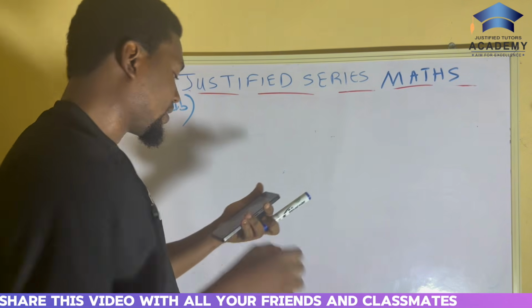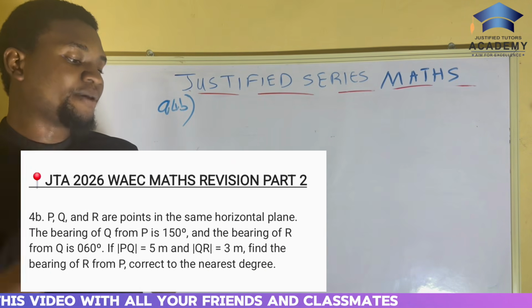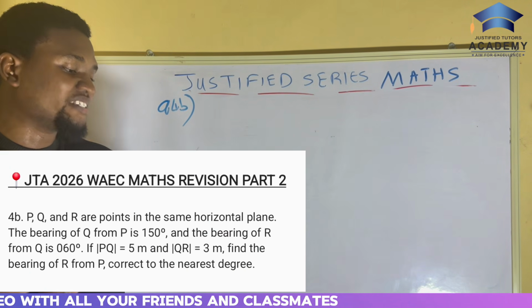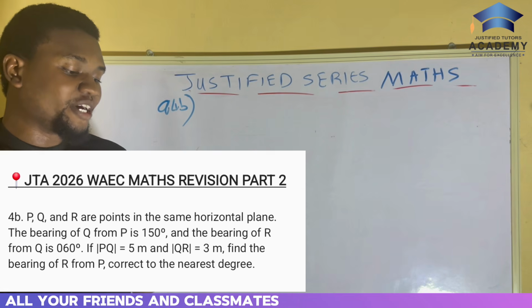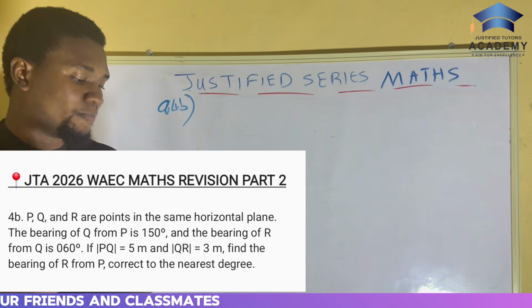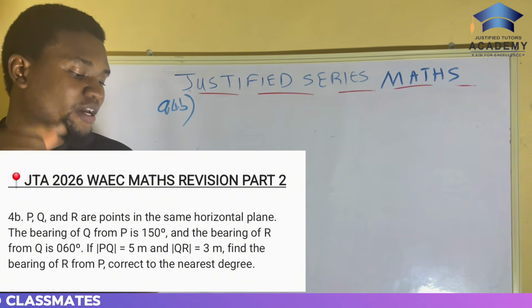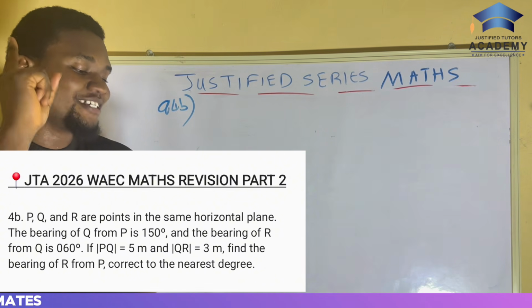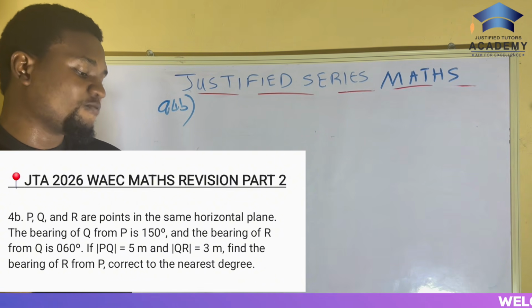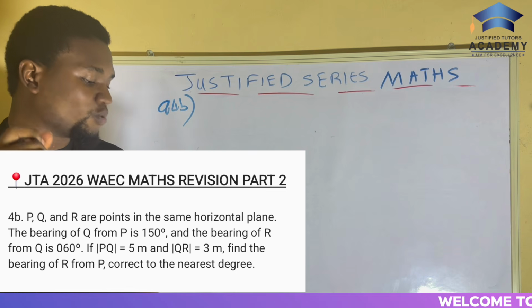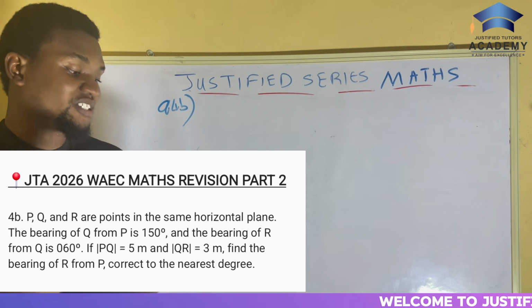Question 4B. What does it say? It says that P, Q and R are points in the same horizontal plane. The bearing of Q from P is 150 degrees. And the bearing of R from Q is 060 degrees.